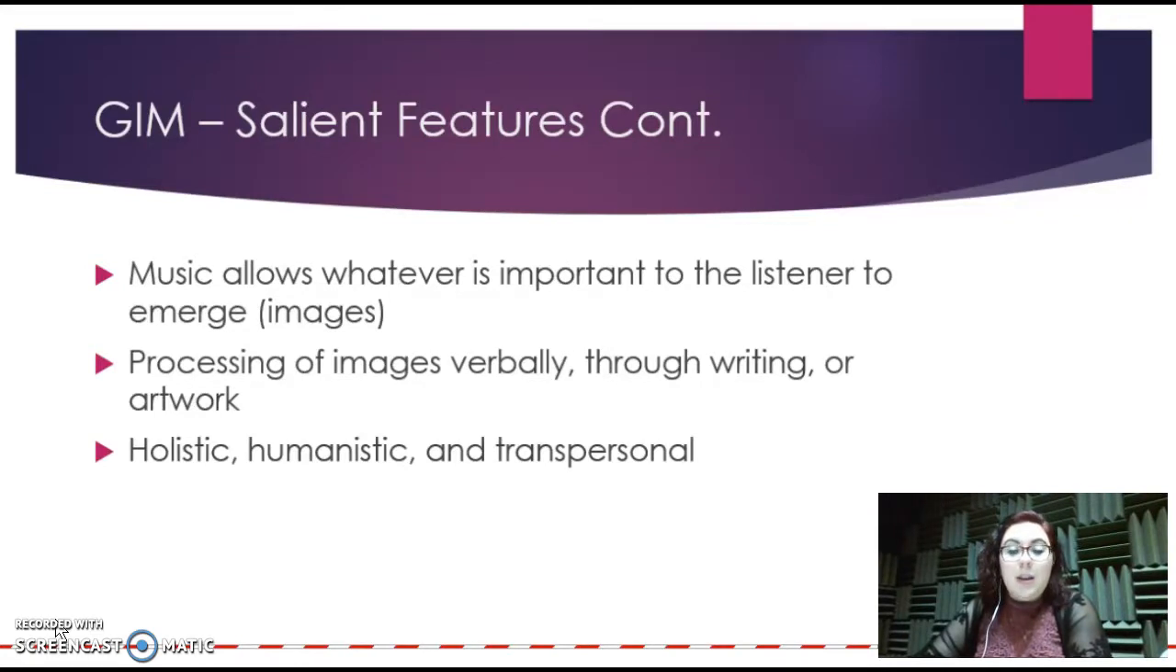So while you might select a piece of music with the intent of it representing a forest on a summer day, that might not necessarily be what the client views in their mind, but they will view whatever is important to them at that moment. Another important feature of GIM is that after the GIM session, it is really important to process the images that the client has seen, and this can be done verbally, through writing, or through artwork such as mandalas. And overall, GIM is a holistic, humanistic, and transpersonal therapy.